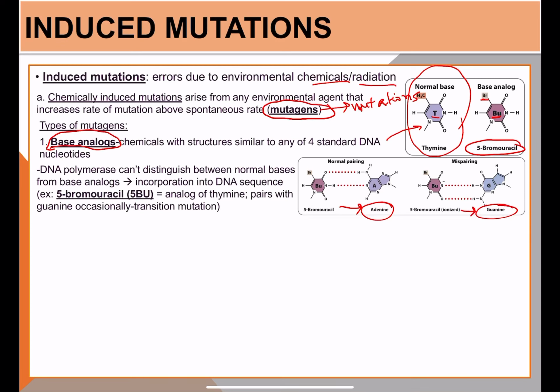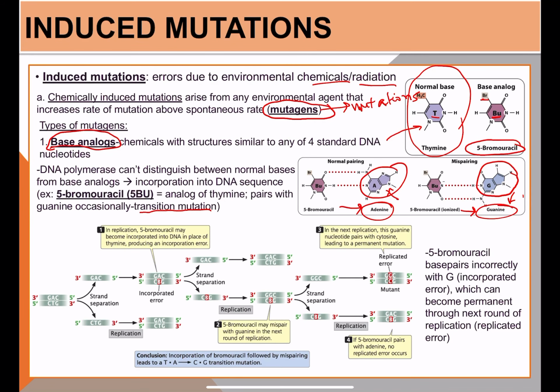pairs with guanine, this is how we can end up with a missense mutation or base substitution, okay? We call this type a transition mutation, because instead of an adenine, we now have a guanine bound, okay? It's from a purine to a purine, okay? So base analogs can also, just like your other spontaneous errors, introduce an incorporated error just like your normal base substitution, and it will go on to produce a replicated error.